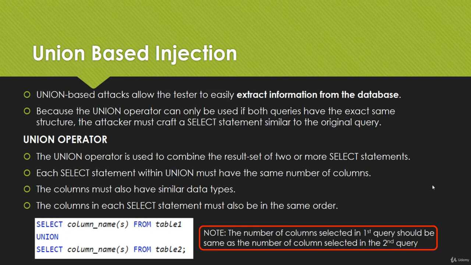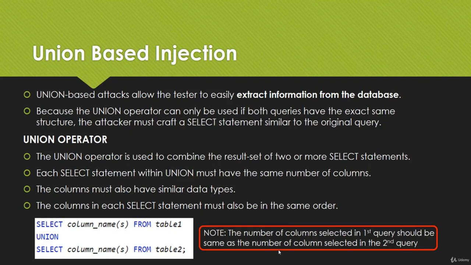So now let's learn what is a union operator. The union operator is used to combine the result set of two or more select statements. Each select statement within union must have the same number of columns. The columns must have similar data types, and also the columns in each select statement must be in the same order. If you look over here, we have a small query that is select column_name from table1 union select column_name from table2. This is the syntax of a union-based SQL query.